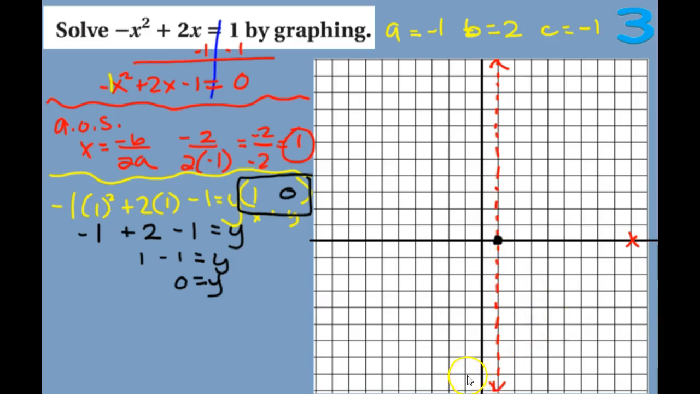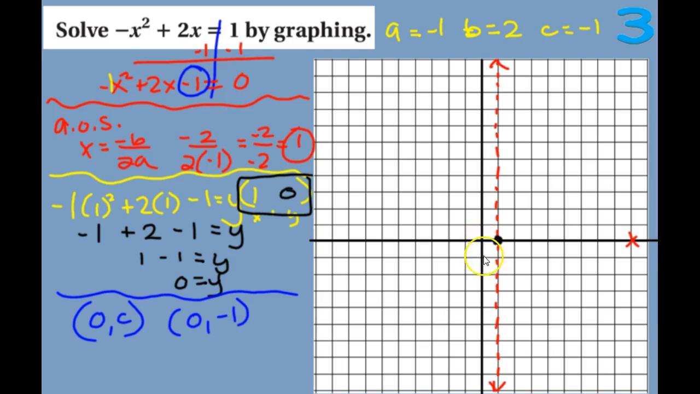So if that's our vertex, we need to also plot C on here, our point 0, C, so we can reflect across the axis of symmetry. So the point we're going to plot is 0, negative 1, so 0, down 1, and reflect across to the other side, and draw your parabola down.